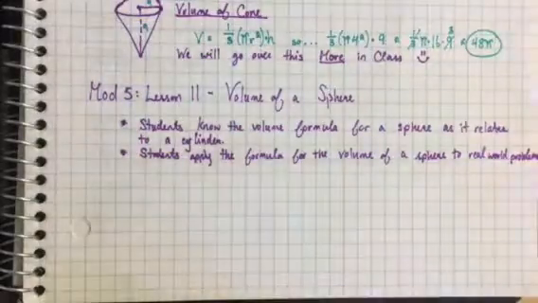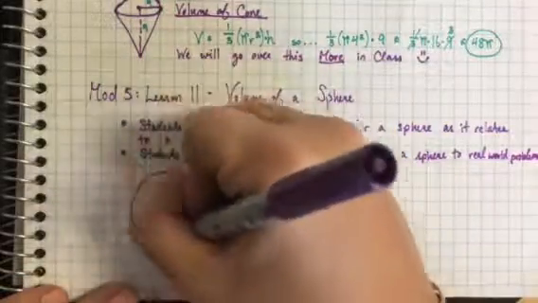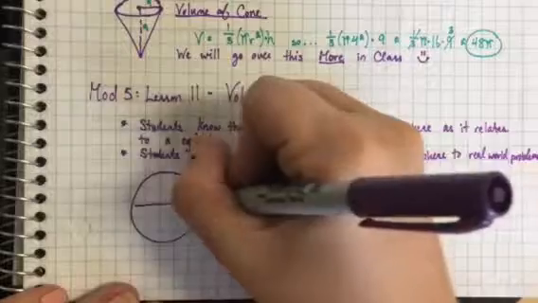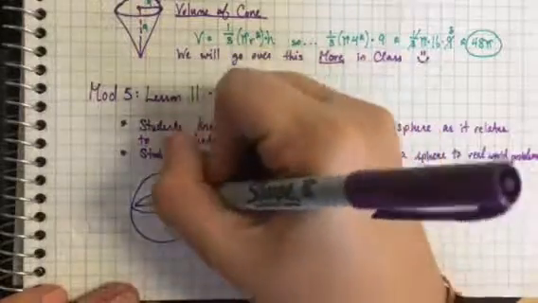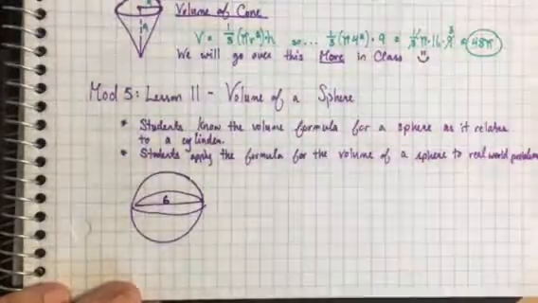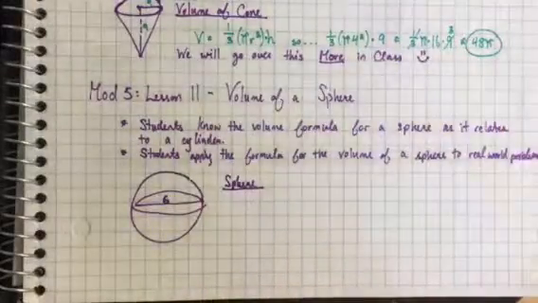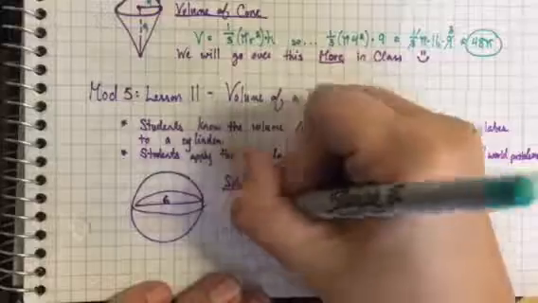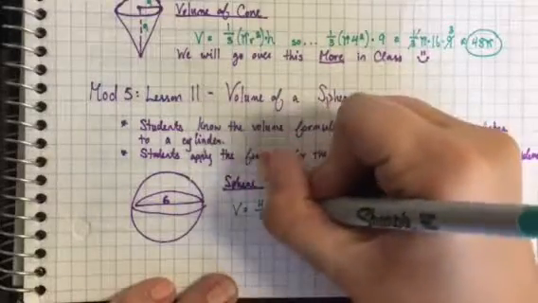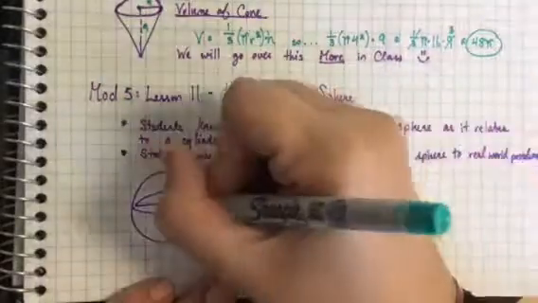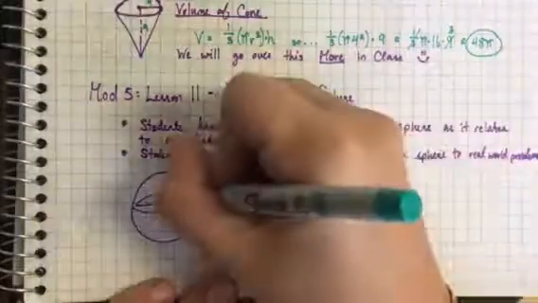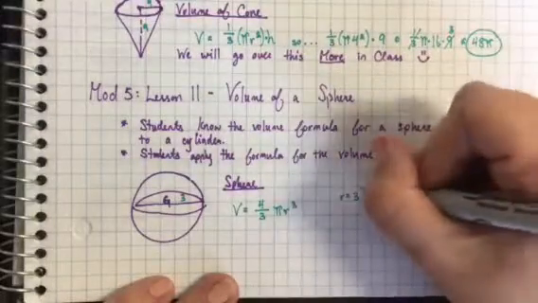Now, this example, again, is just going to show you the formula. And we're going to learn more about where it comes from and how it works in class tomorrow. Typically, when I have a sphere, I'm given either the diameter or the radius. In this case, I have the diameter. But my volume formula for a sphere is equal to 4/3 pi r cubed. So my radius is going to be half of that diameter. So 6 divided by 2 is 3.